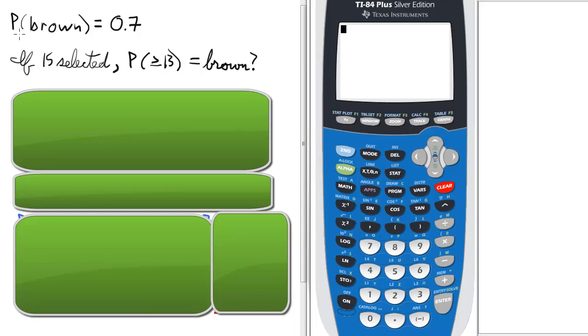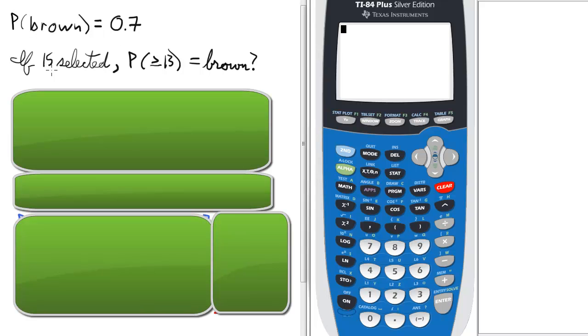In a region, 70% of the population have brown eyes. If 15 people are randomly selected, find the probability that at least 13 of them have brown eyes. Is it unusual to randomly select 15 people and find at least 13 have brown eyes? Why or why not? Okay, so the first information we're given is the probability of brown is 0.7.